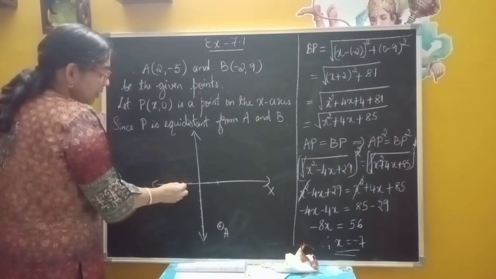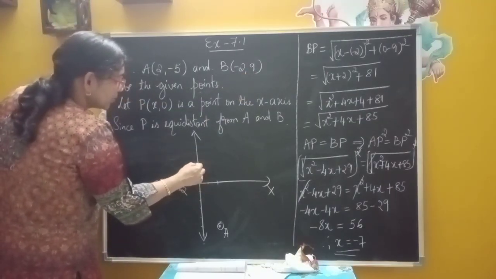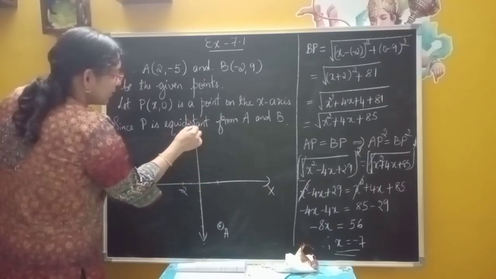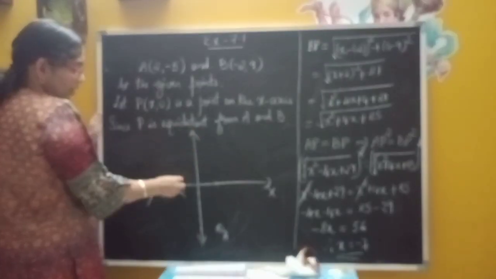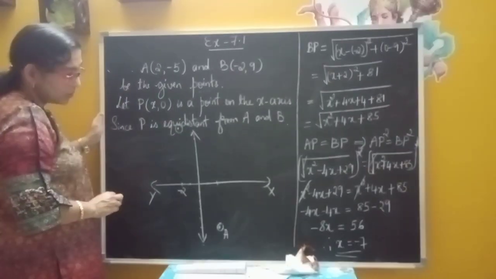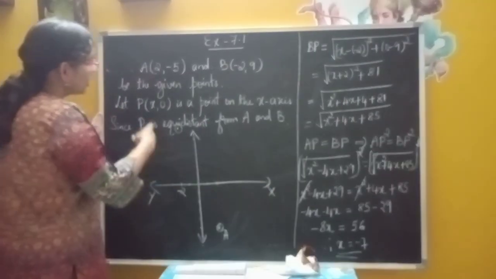Where do we get it now? Here, this is minus 2 and 9: 1, 2, 3, 4, 5, 6, 7, 8, 9. Somewhere we get it here. Okay, so that is the point. Okay, minus 2, and P is what? We got minus 7, 0.